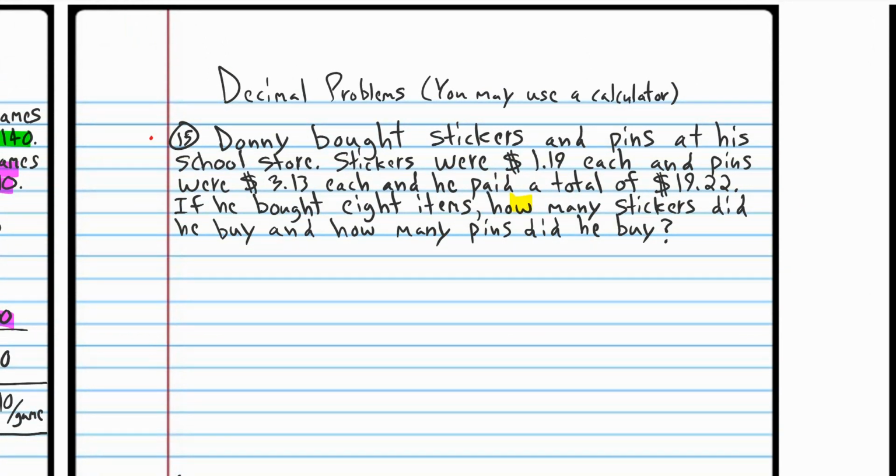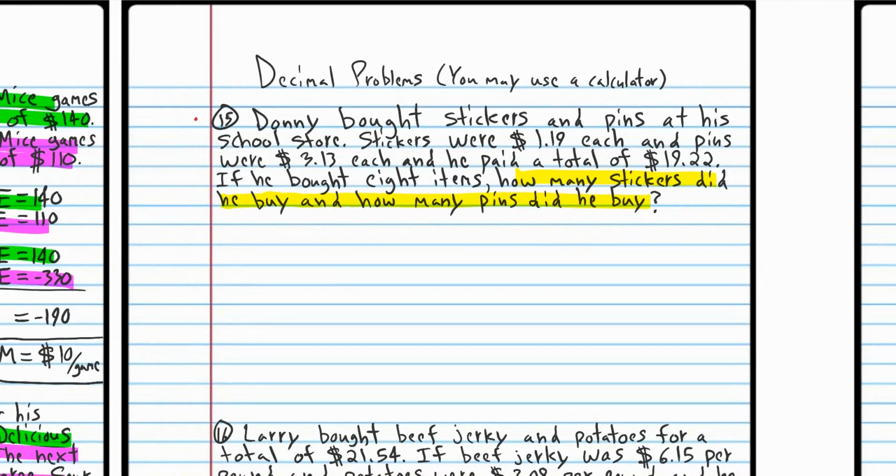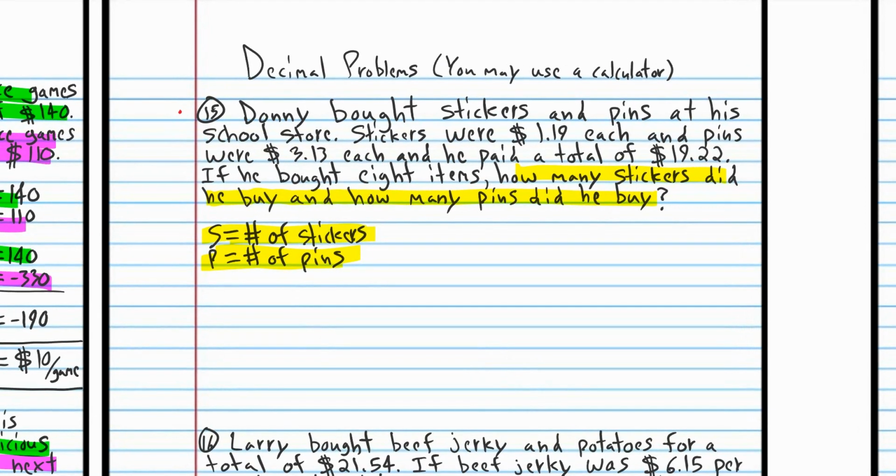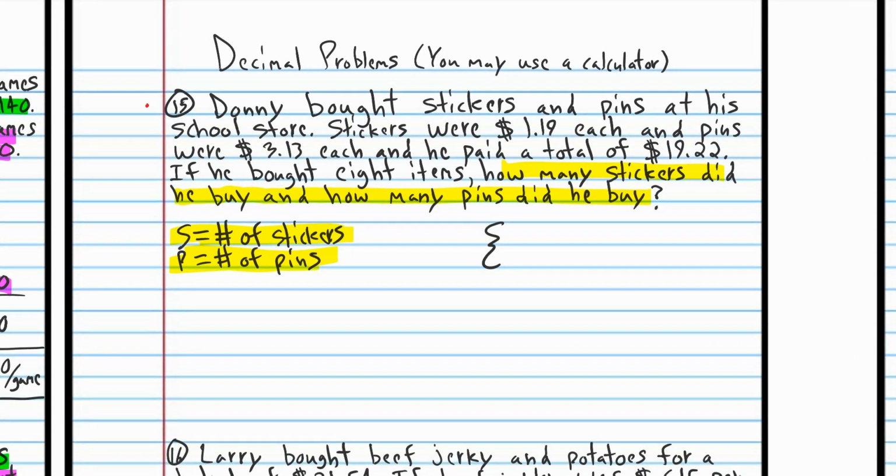So how many stickers did he buy and how many pins did he buy? So we're looking for how many things in this problem. So S is the number of stickers, and P is the number of pins. And we'll generate our equations. So the easy equation is he bought 8 items. So the number of stickers plus the number of pins would be 8.